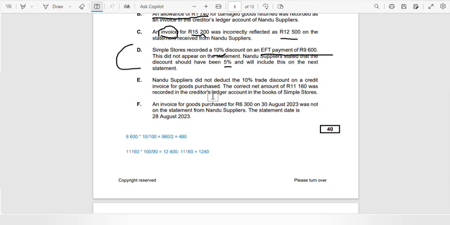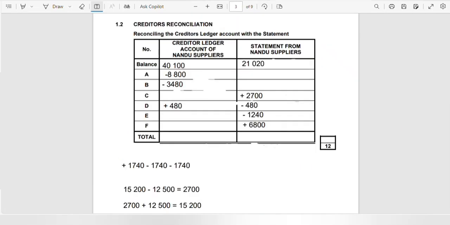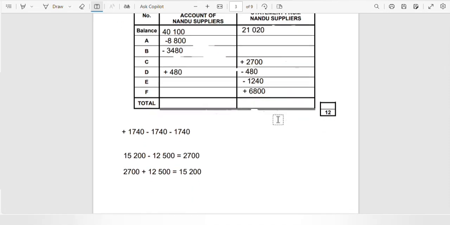So in this case, Nando did not deduct the 10%, and we did the right thing. In this case, the amount did not appear on the statement. Now we have double checked, and now we have to do the calculations. The calculations are going to be as follows.